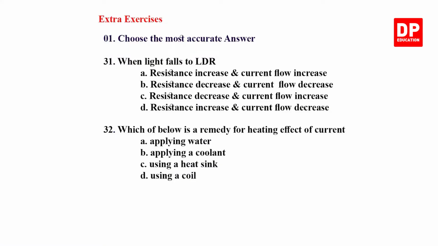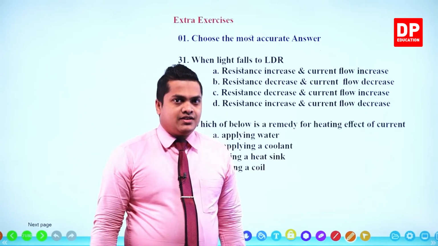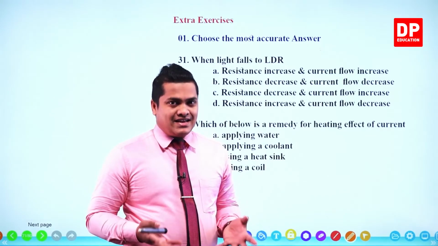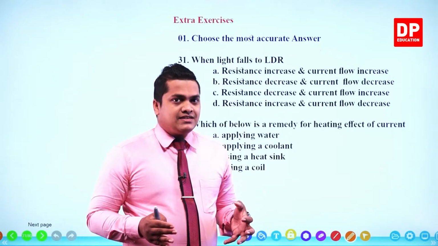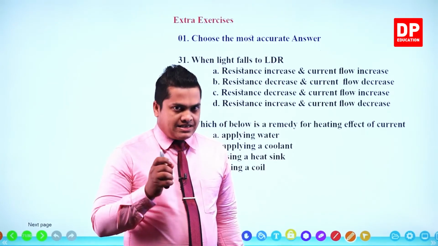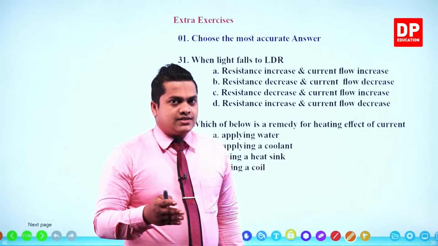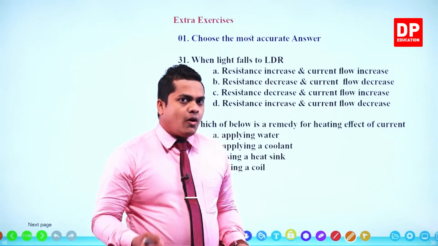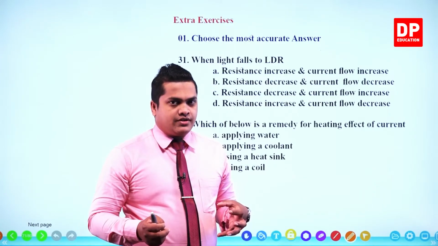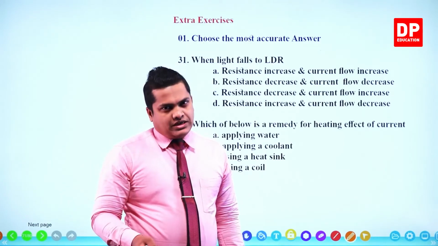When light falls on an LDR, the intensity of light is increased. So in an LDR, when the intensity of light increases, more light energy is obtained. If light is more, then resistance is less. Less resistance means higher current. I told you in the earlier cases, resistance and current show opposite relationships. So if they show an opposite relationship, my dear children, what happens? When resistance increases, current flow decreases.